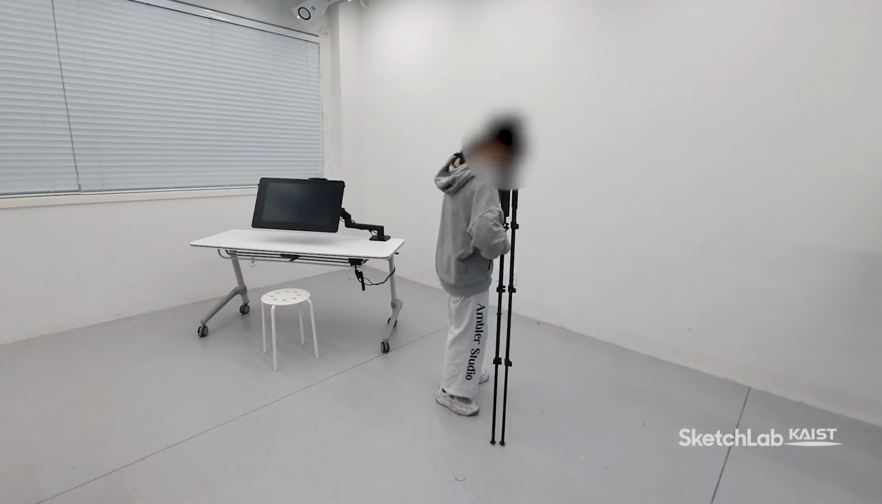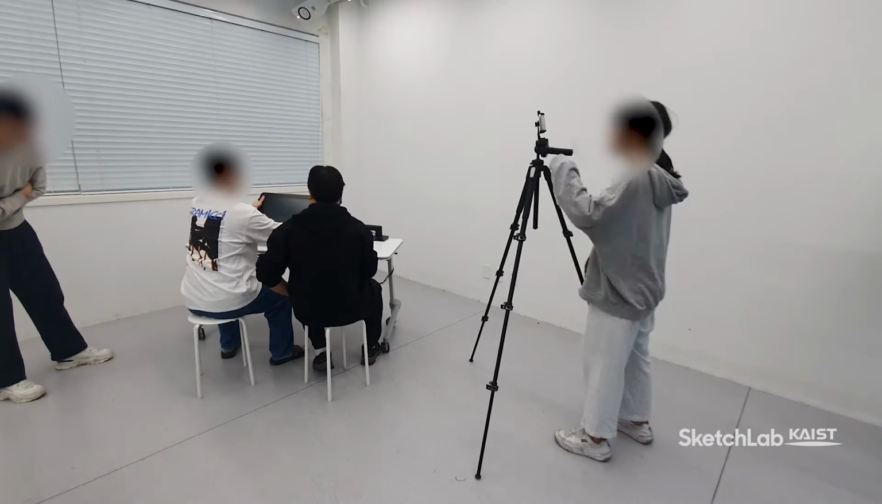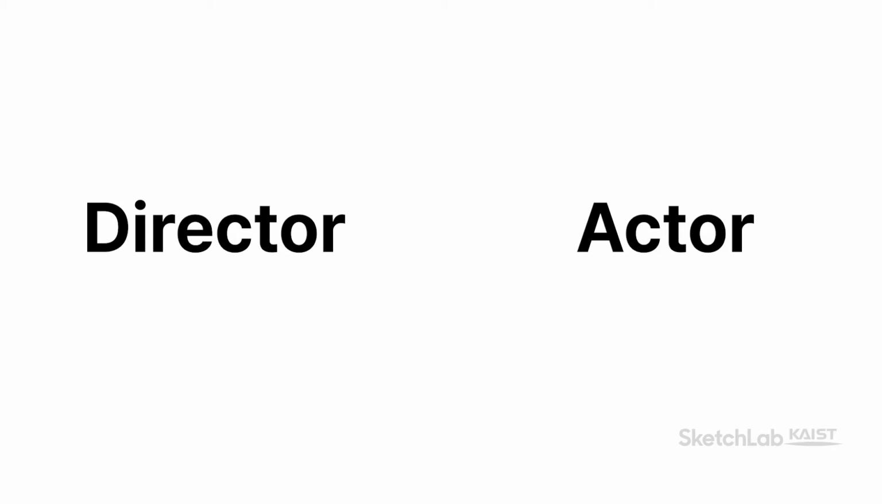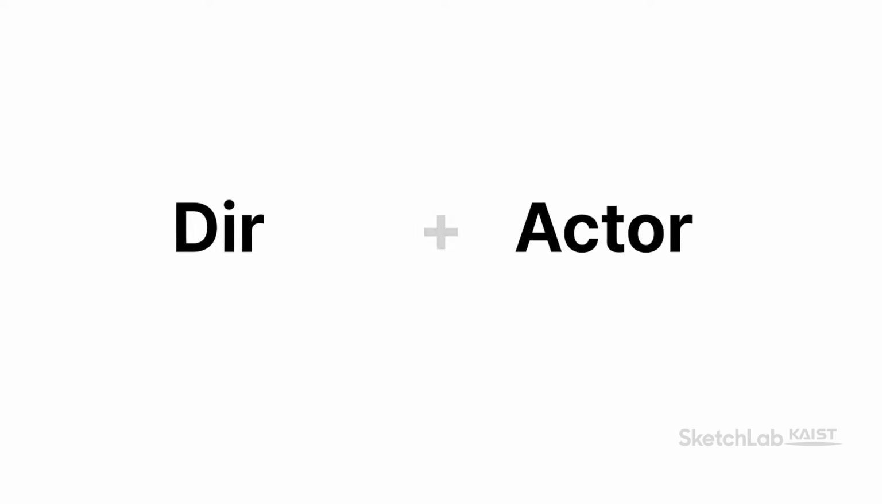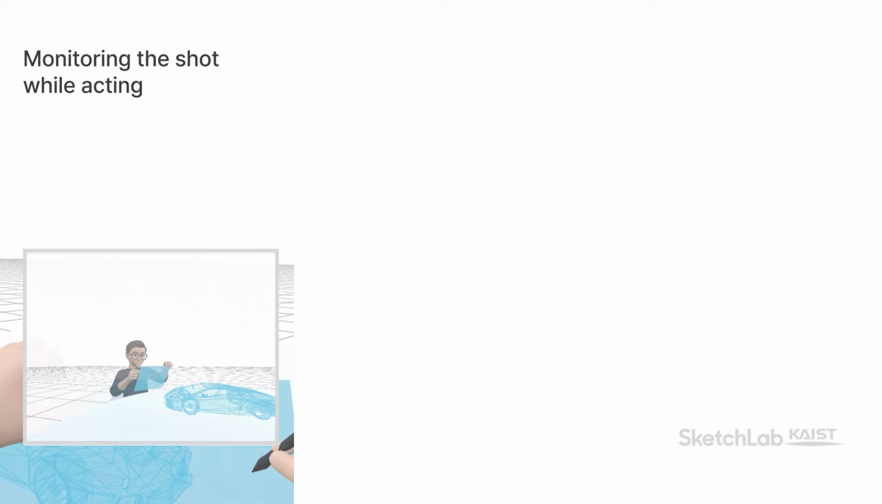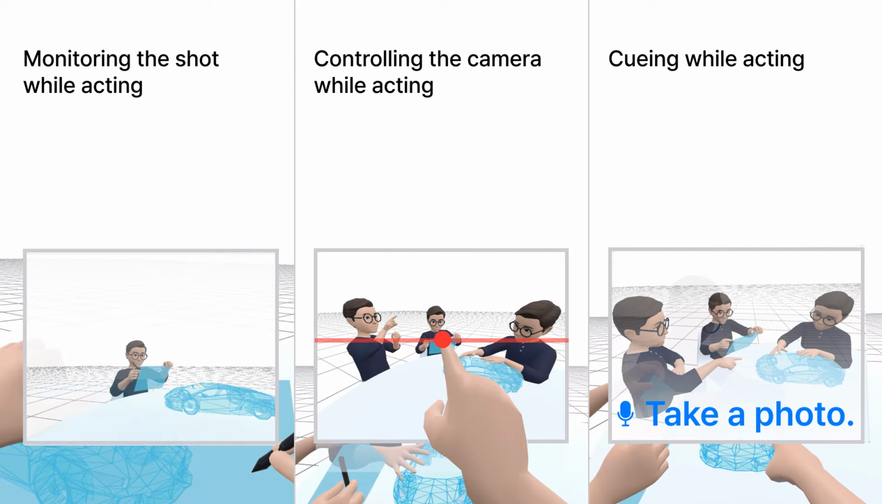Photography is physically demanding, and it can be tricky to direct actors to pose exactly as wanted. To address these, DirActor helps the user create interaction illustrations by oneself through monitoring the shot, controlling the camera, and giving a cue, all while using his body to pose his avatar.